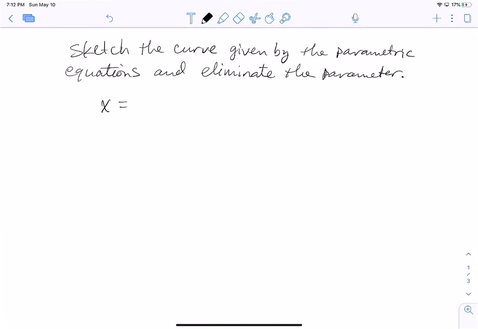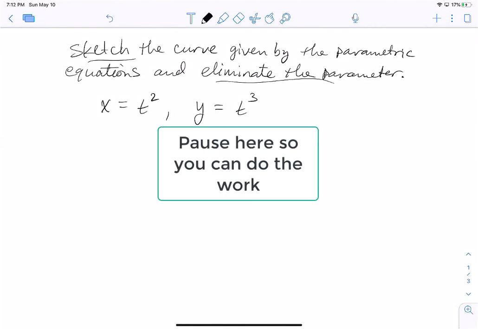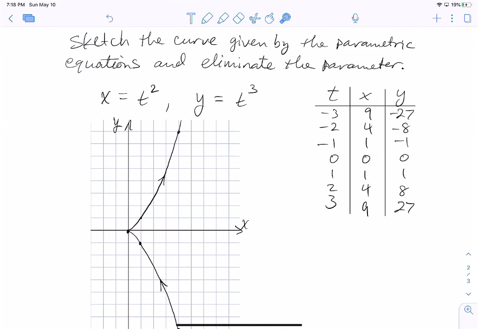Sketch the curve given by a pair of parametric equations and eliminate the parameter. And the curve is defined by x equals t squared and y equals t cubed. And I'd like for you to pause the video here and do as much as you can to both sketch and then eliminate the parameter. Putting in various values for t into the equations that give us x and y, I see that, for instance, -2 is mapped to the point 4, -8.